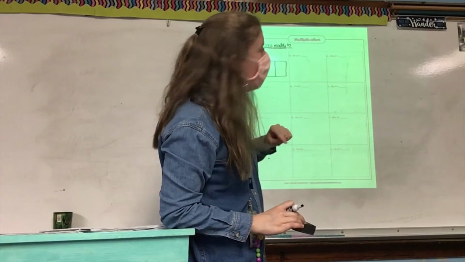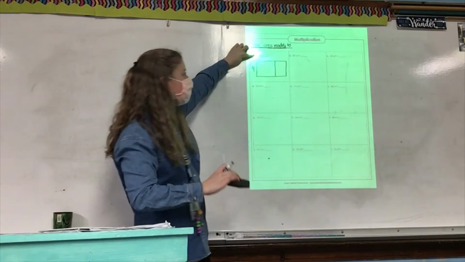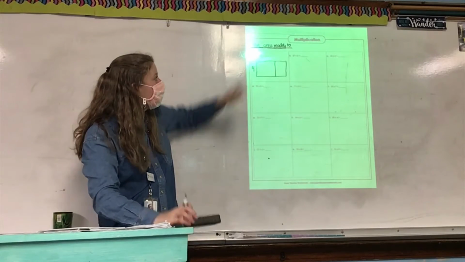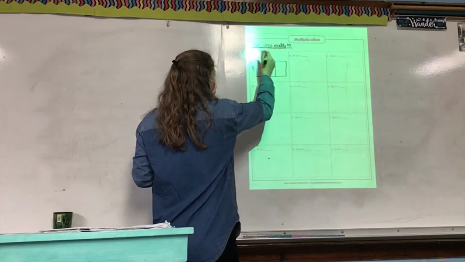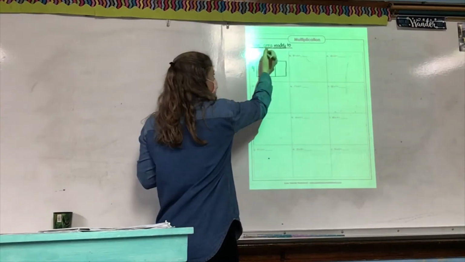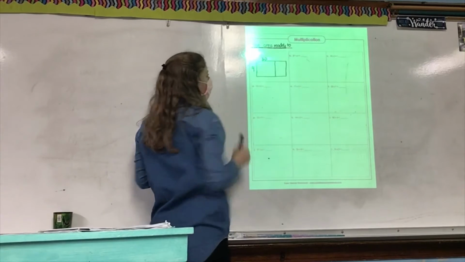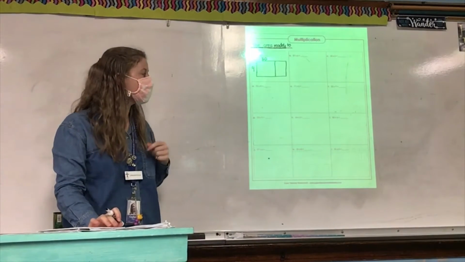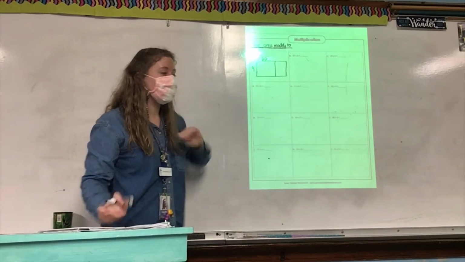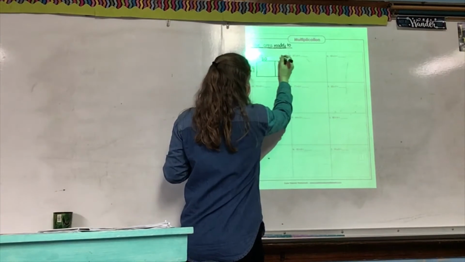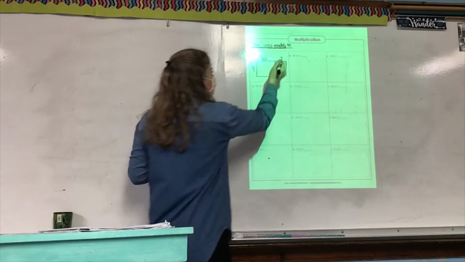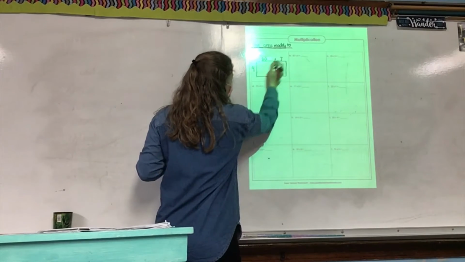Okay, step 4. I have to take my larger factor and break it into expanded form. 37 in expanded form is 30 plus 7. So I'm going to take my tens, which is 30, and write it above the larger side of my rectangle. I'm going to take my ones, which are 7, and write them above the smaller side of my rectangle. And then I'm going to put my plus sign right above the split.